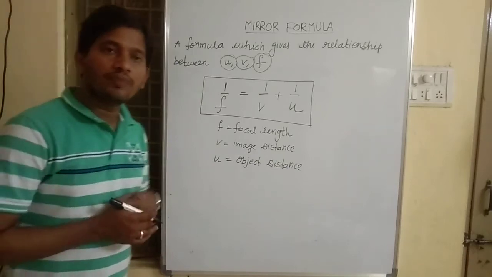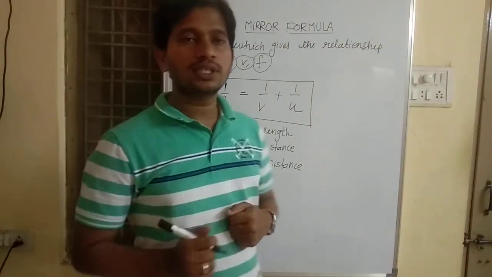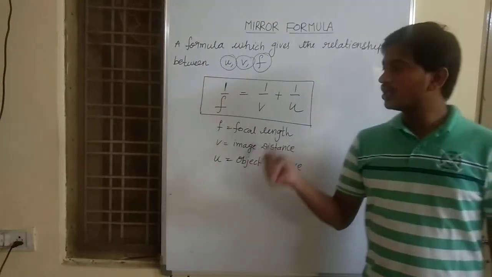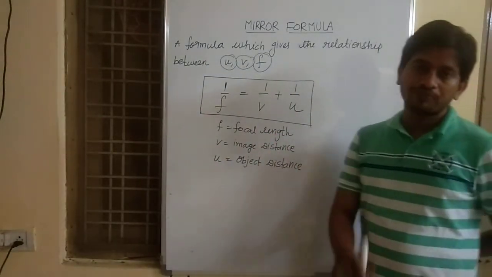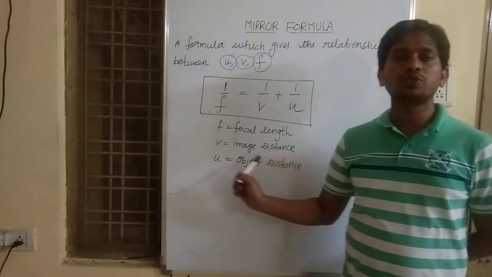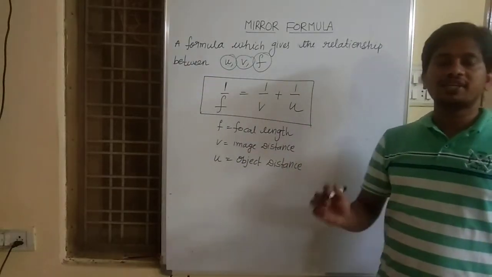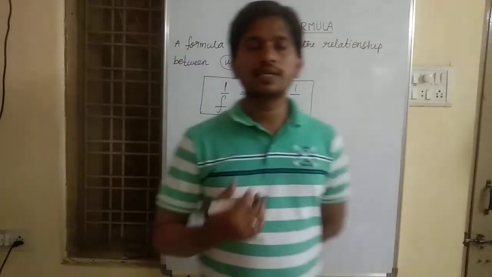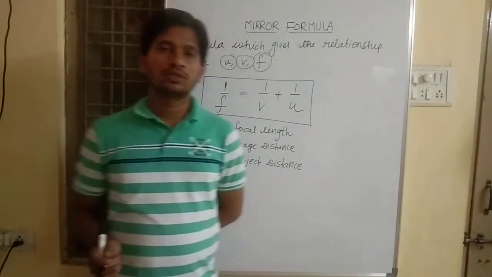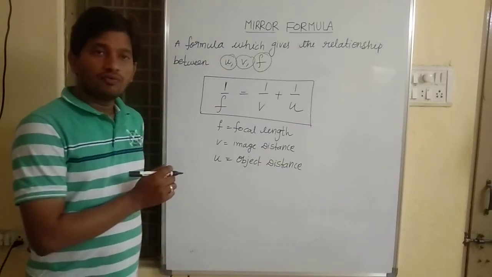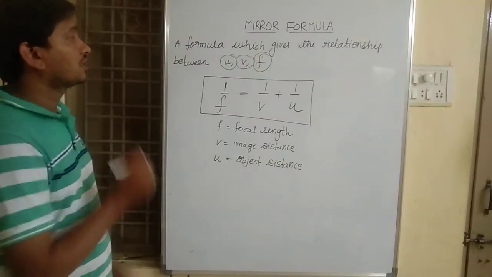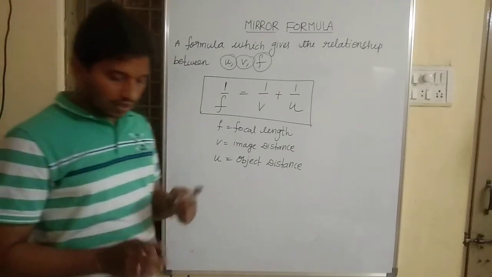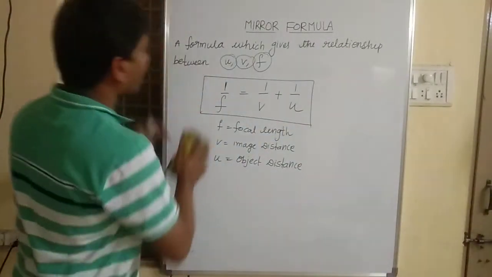So a formula which gives us the relationship between object distance, image distance and focal length is known as the mirror formula. This formula will help us to find out the characteristics of an image like nature, position and size of the image. So that is our formula, which is 1 by F equal to 1 by V plus 1 by U. Okay. Now we will discuss magnification.